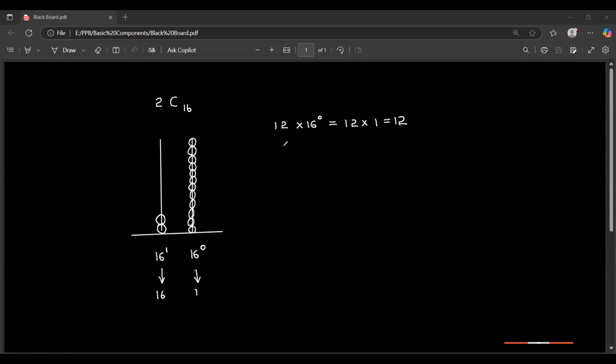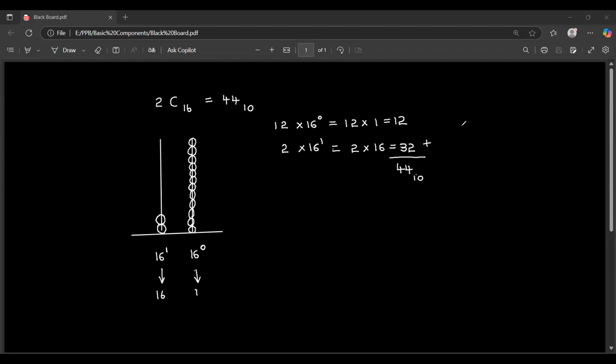Similarly, we have 2 into 16 to the power 1, which will be equal to 2 into 16, which will be equal to 32. So the final answer will be 44 to the base 10. Why? We have to add these two values. So 2c to the base 16 can be written down as 44 to the base 10. So this is what you have to do.